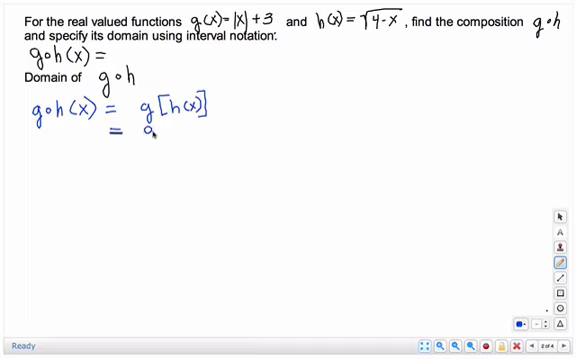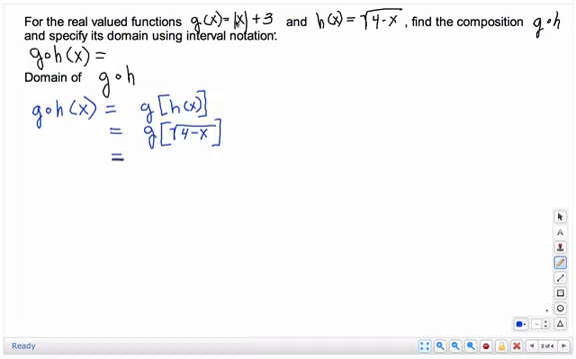So to do this, I take h of x, which is the inside function. That's what I'm going to plug in. I'm going to replace this h of x here with what h of x equals, which is the square root of 4 minus x. Doing this step always helps me to keep organized, so I suggest you do it as well. Now I'm going to take this square root of 4 minus x and plug it into my g function.